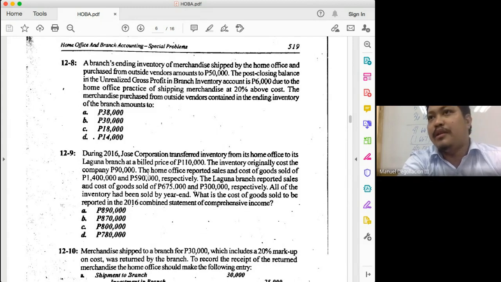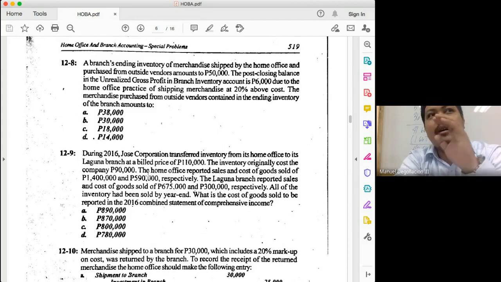30,000 times 20%, or simply 30,000 plus 6,000. That will give you how much? 36,000. What does the 36,000 represent here? This represents the amount of our ending inventory that came from the home office. How do we know we still have the ending balance of our allowance in the amount of 6,000?